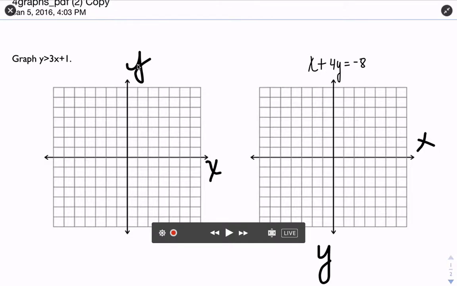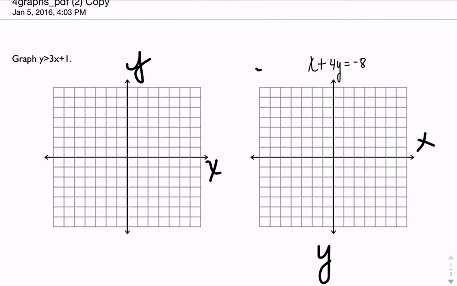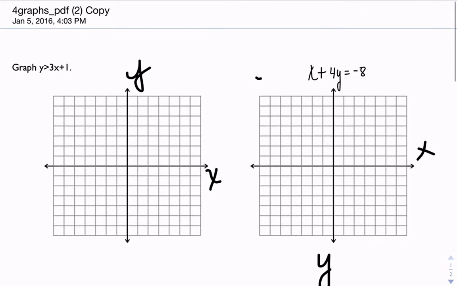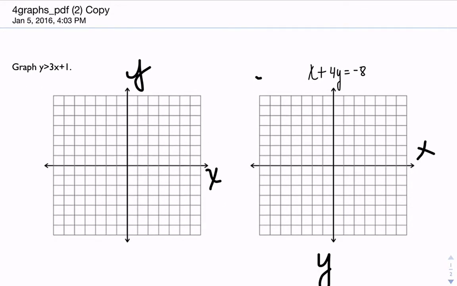Let's take a look at graphing an inequality with two variables. The first example is y is greater than 3x plus 1. We can graph this using the slope-intercept information. We know that the slope is 3 divided by 1, and the y-intercept is 1.